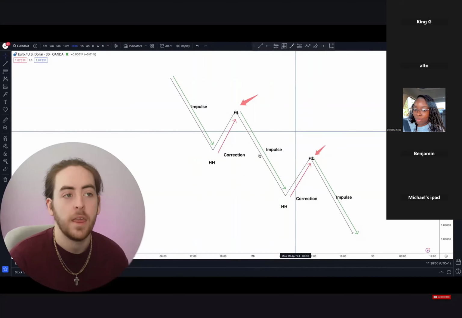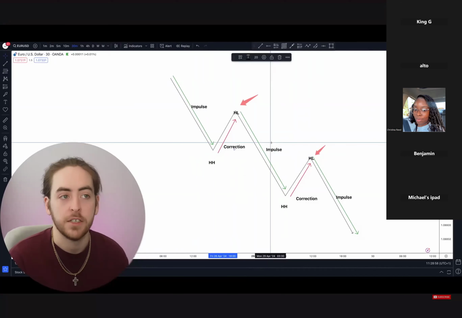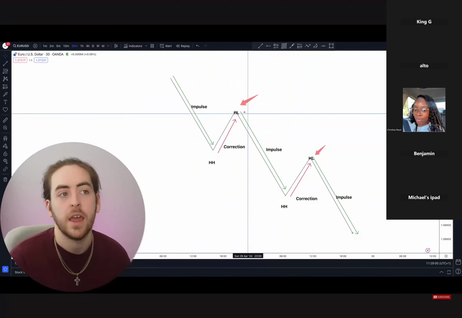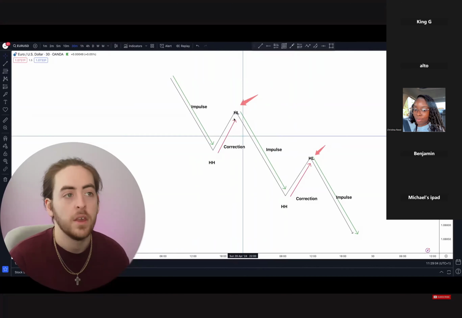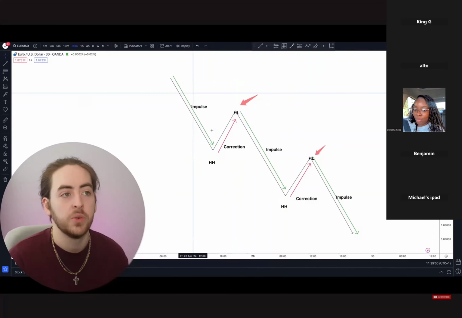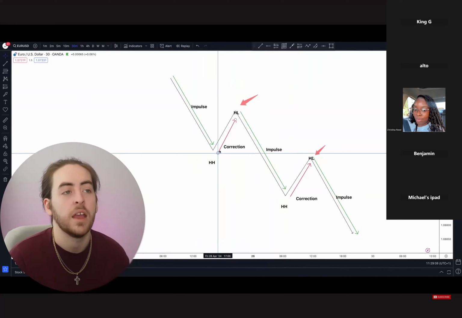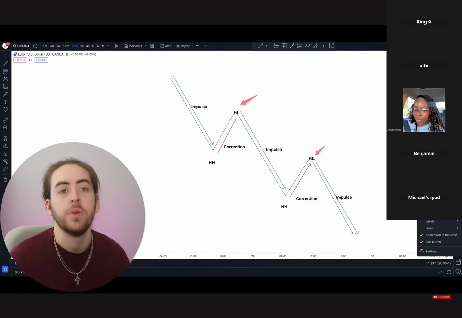Now, the correction or the corrective move is then going to be the small upward pullback that forms the lower high in the market. So whichever way we're going, we have impulses as the pro-trend movements and corrections as the smaller pullback movements. And this builds the foundation for the work that you're going to be doing with structure because we want to work with the trend.